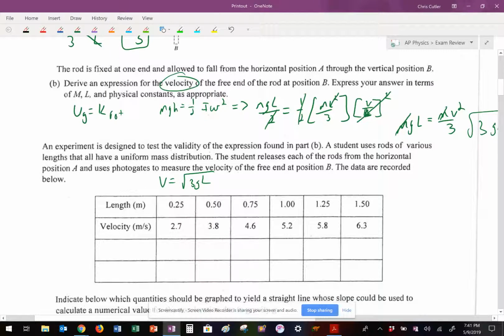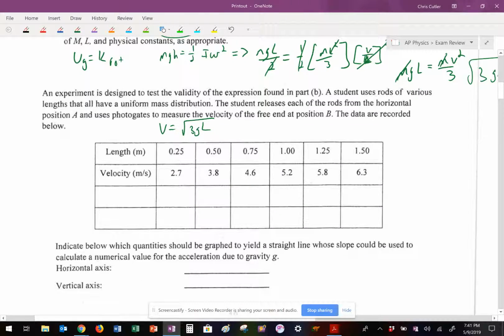All right, an experiment is designed to test the validity of the expression found in part B, that velocity equals the square root of 3gL. A student uses rods of various lengths that all have a uniform mass distribution. The student releases each of the rods from the horizontal position A and uses photo gates to measure the velocity of the free end at position B. The data are recorded below. So we have lengths and we have velocities. Indicate below which quantities should be graphed to yield a straight line whose slope could be used to calculate a numerical value for acceleration due to gravity g. We're trying to find g.